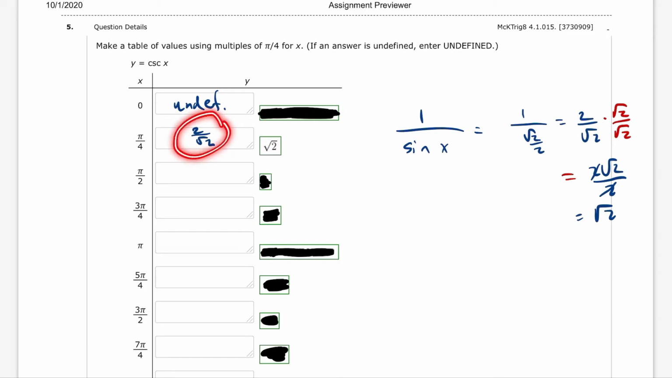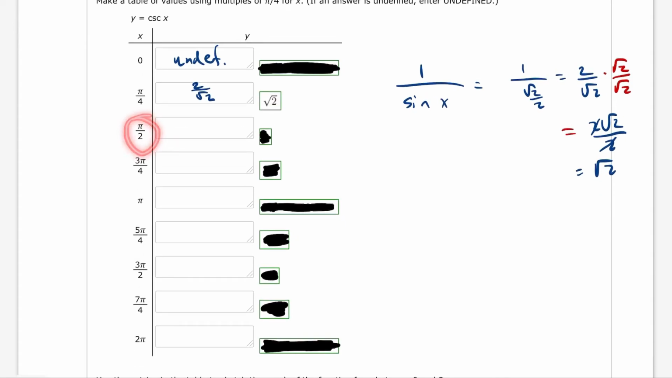So we'll mark that correct, but you could also rationalize the denominator. Let's just do a couple more of these. Let's do pi over 2. So the sine of pi over 2 is 1, so 1 over 1 is 1.